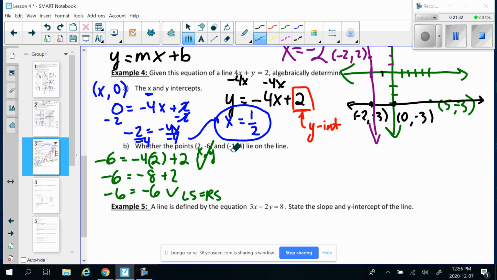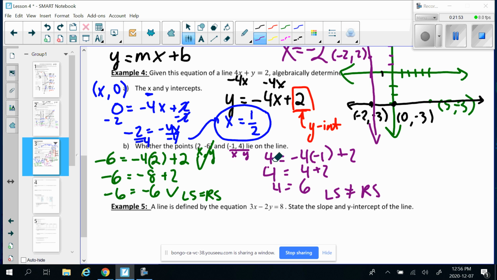Let's see what happens in this case right here. So here's x and here's y. So I'll use the same equation, but I'll just put 4 in for y and negative 1 for x. And let's see what happens. 4 is equal to 4 plus 2. 4 is equal to 6. So because the left side does not equal the right side, we are saying that this point actually does not lie on the line. So you just have to plug it into the equation and see if the left side equals the right side.